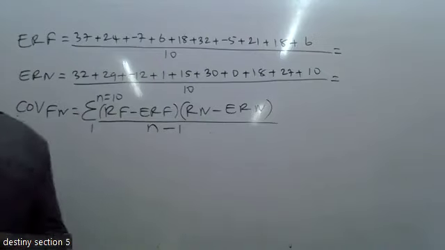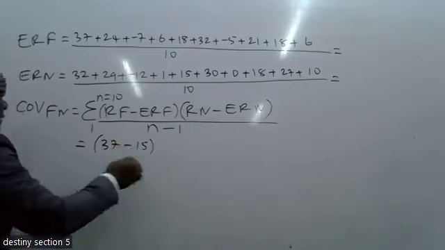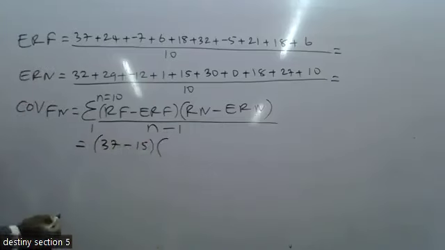So we shall arrange all of them. You start off with the first one. For F, it is 37. Expected return is 15. Also, the first return for N is 32, and you also subtract 15. So you need to add all of them together first before you divide by N minus 1. We shall do the 10 of them together before we divide by N minus 1.